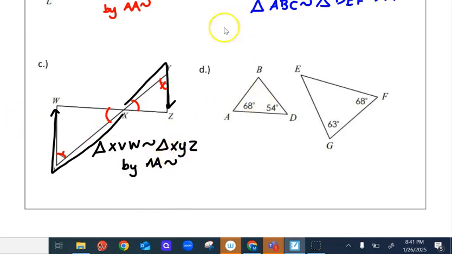On the next one, we see that they both have a 68. We see that these two don't line up, but if we can figure out what this third one is, we can see if it matches. Upon finding them out, remember 180 degrees for a triangle, subtract the ones you know, and we're going to get 58 for this one, so it looks like it's not going to work out. This is 49, so no, these are not similar.